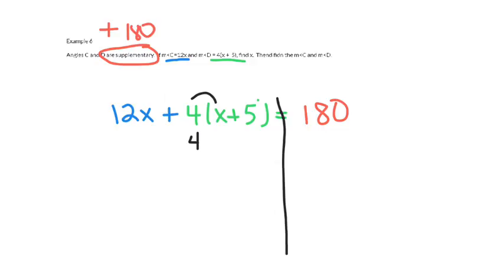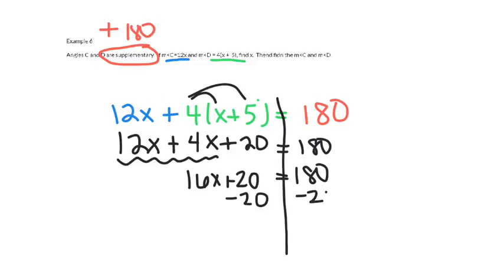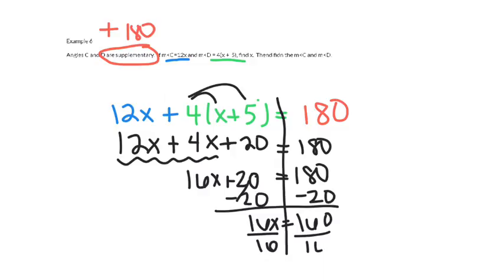So start by distributing. So we'll have 4 times x is 4x, 4 times 5 is 20. Bring down our 12x, that's a positive 4x, equals 180. Combine your like terms, so that'll be 16x plus 20 equals 180. Subtract your constant from both sides, and you'll get 16x equals 160, and then divide by 16. So x is 10. So that's part of your answer. They wanted x, and we found that.